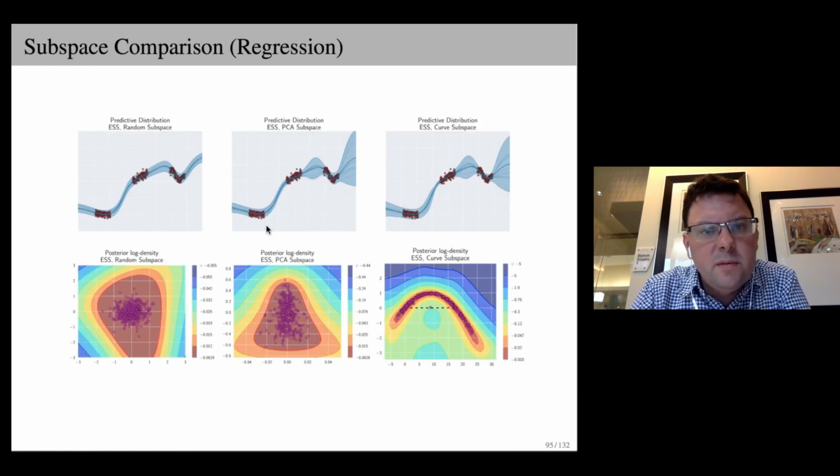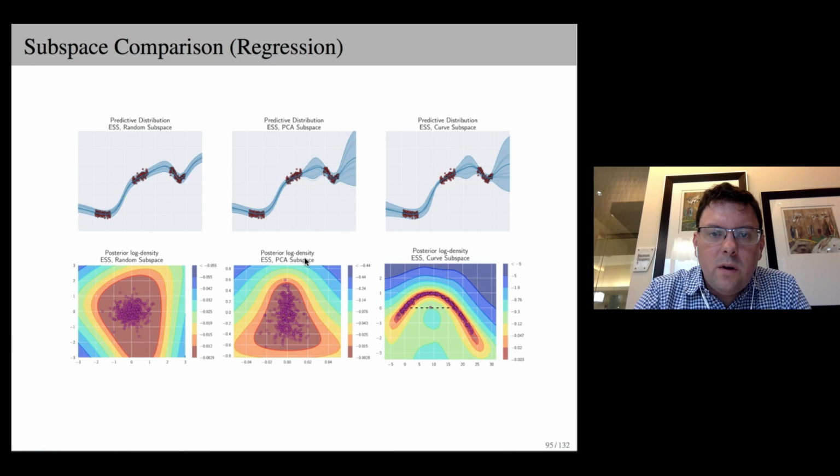Here we consider two other subspaces, the random subspace and the PCA subspace. Random subspace is what we get when we just use samples from an independent standard Gaussian distribution for our projection matrix. And we can see that the curve here actually fits the data pretty well in terms of point predictions, but the uncertainty is very homogeneous. So we're not doing a good job of epistemic uncertainty representation. In the bottom row here, we see the subspaces in parameter space. So each point is a different composition of parameters, and the colors correspond to the values of the loss at those points.